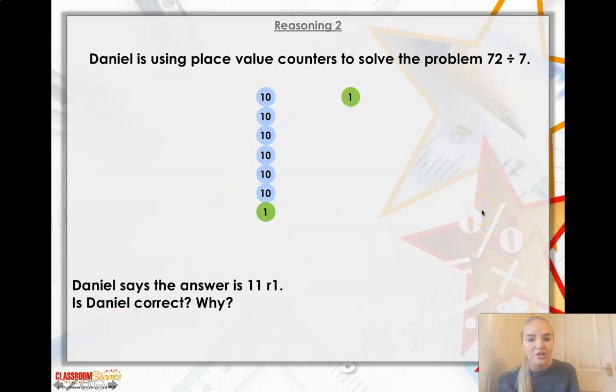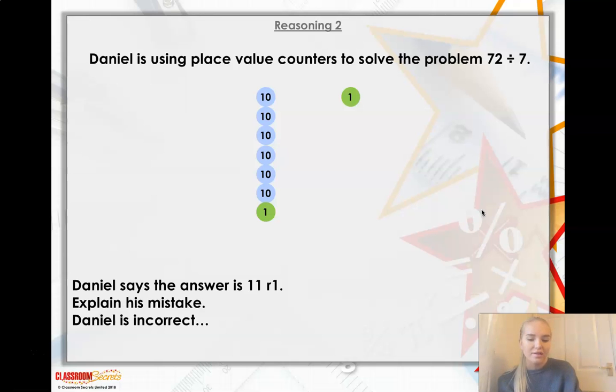Our final question today is another reasoning question, so another why question, explain your brain. Now Daniel is using place value counters to show the problem 72 divided by 7. And Daniel says the correct answer is 11 remainder 1. Is Daniel correct? And if so, why? And if not, why not? 72 divided by 7, pause the video and work it out please.